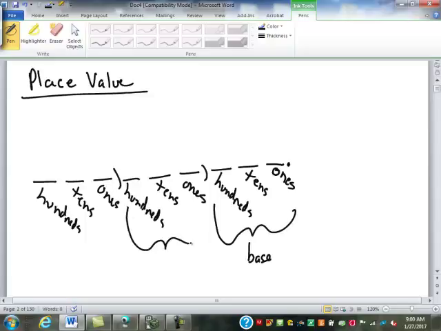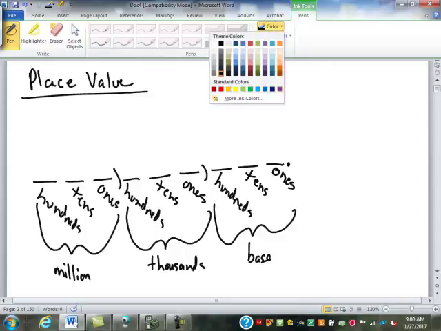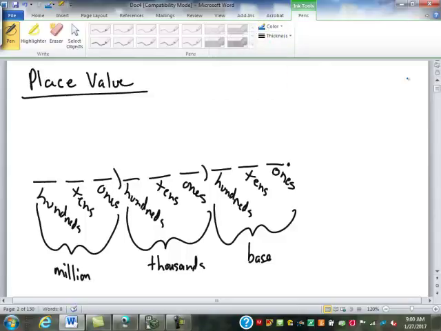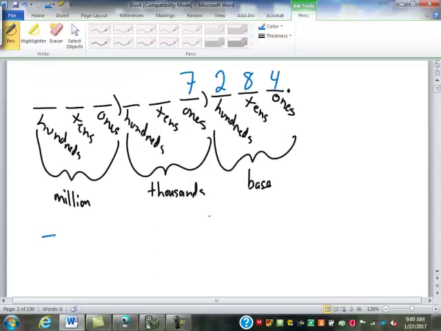This next set of 3 is the thousands, and then the millions, and then the billions, and then the trillions, and so on. I'm not going to go over how to pronounce a number or anything like that with you. I might take a quick look at rounding, but when we put a number in here, like 7,284, that representation that we're used to seeing, 7284, we know what it stands for just by the position of the digits.